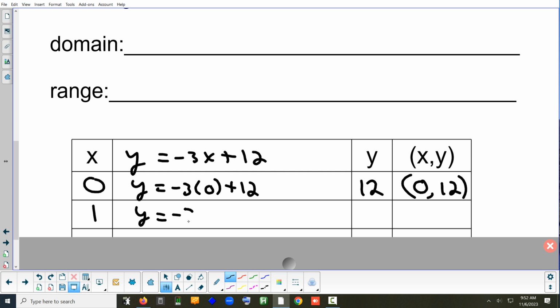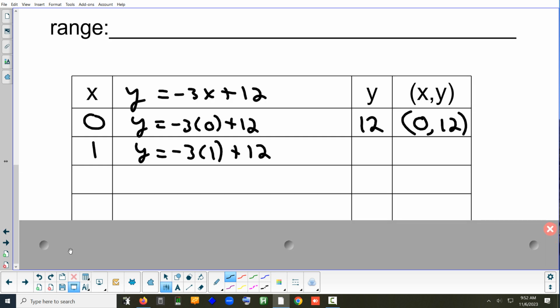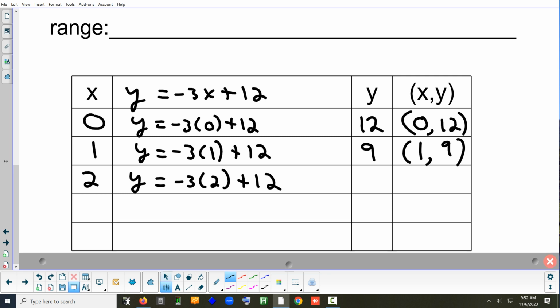And remember, we're filling that in for x. What's -3 times 1? -3. And what's -3 plus 12? 9. So if you take 1 sip, how much juice is left? 9 ounces. Okay, do we still have some left? We could take another sip? Okay, let's take 2 sips. So y equals -3 times 2 plus 12. What's -3 times 2? -6. And what's -6 plus 12? 6. So if you take 2 sips, how much is left?